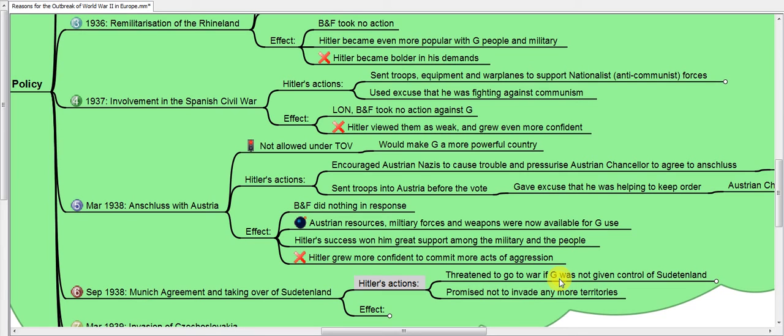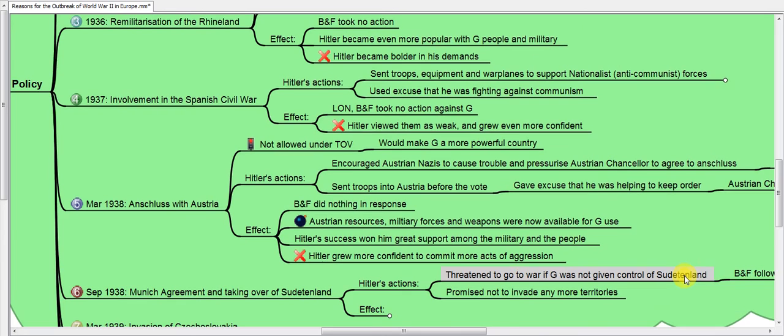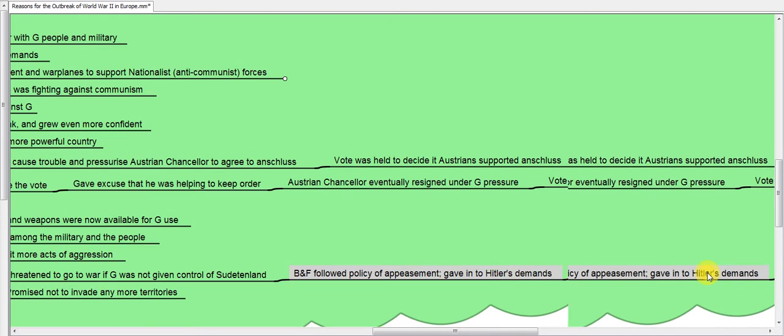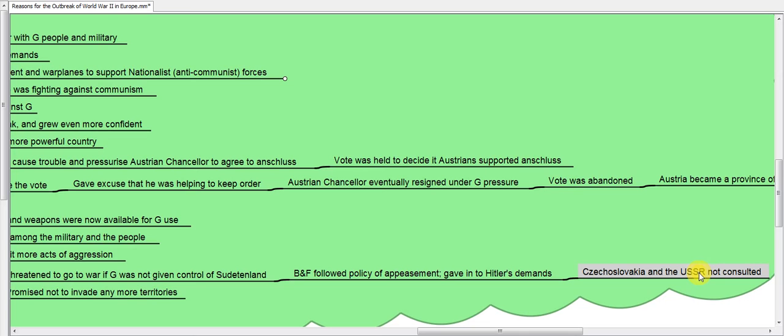He threatened to go to war if Germany was not given control of Sudetenland, which is a piece of land in a neighboring country, Czechoslovakia. It belonged to Czechoslovakia, but it had a large majority of German-speaking people, and so Hitler said, I want this piece of land for these German-speaking people to join me in Germany. Britain and France, basically following the policy of appeasement, gave in to Hitler's demands. In other words, Sudetenland was given to Germany without the consent or consultation of even Czechoslovakia itself, as well as the USSR.